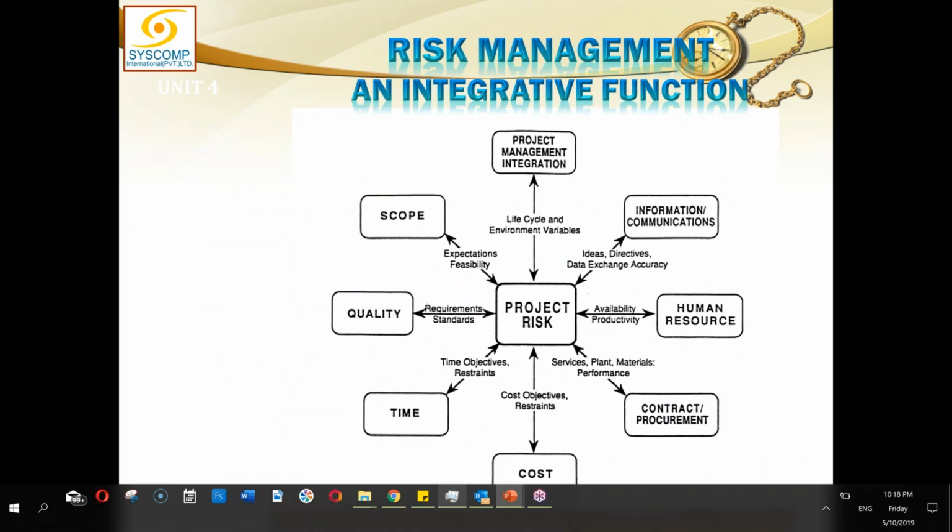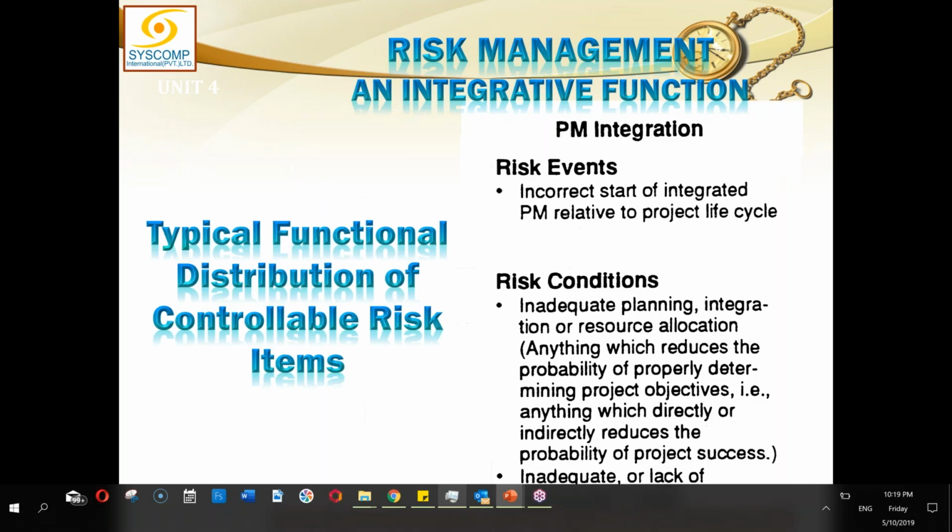This diagram I have shown you earlier, although it is from a previous version of Max Wideman's book, but naturally this is an interesting diagram, and I'll show you how Max Wideman has shown the relationship with each one of these knowledge areas. Although the stakeholder is not shown here, even then this does cover all of the other knowledge areas. For example, if we are talking about integration, what kind of risk events could be there for integration?